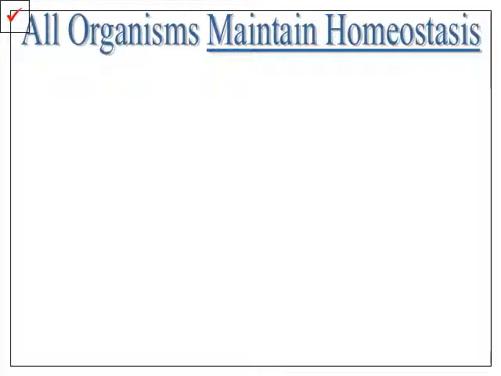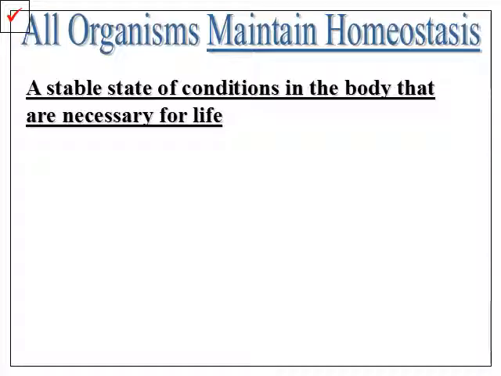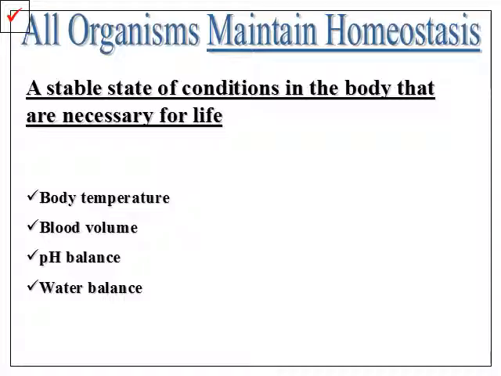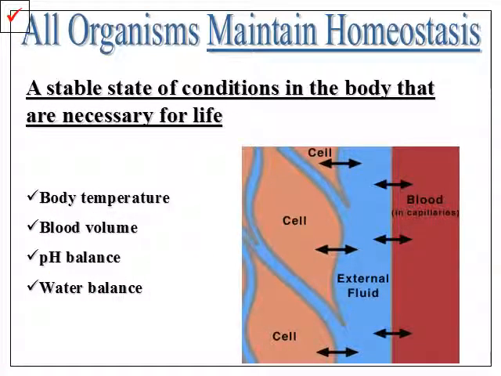So all organisms maintain something called homeostasis. Homeostasis is a stable state of conditions in the body that are necessary for life. For example, body temperature, blood volume, pH balance, water balance. We need all of these things inside of our body to be equal and stable. For example, our body temperature is somewhere around 98 degrees. Now, if we have an increase in body temperature, we get sick. Same thing if we have a decrease in body temperature.